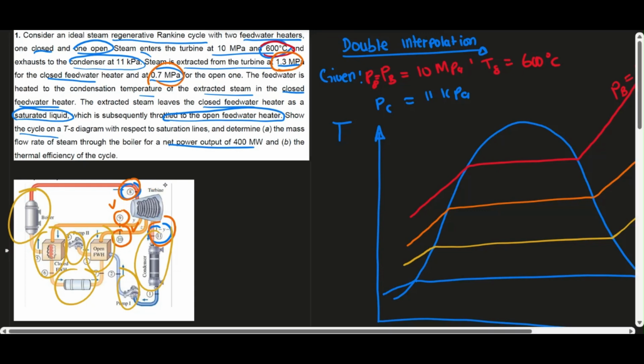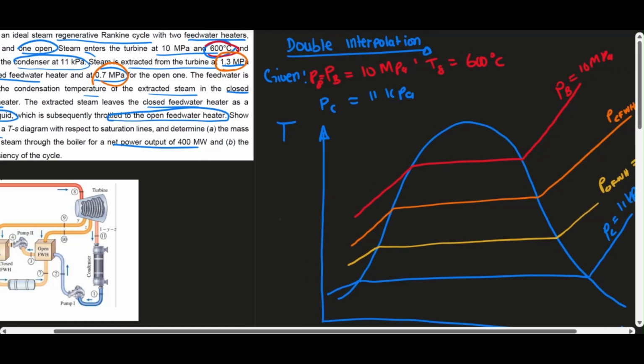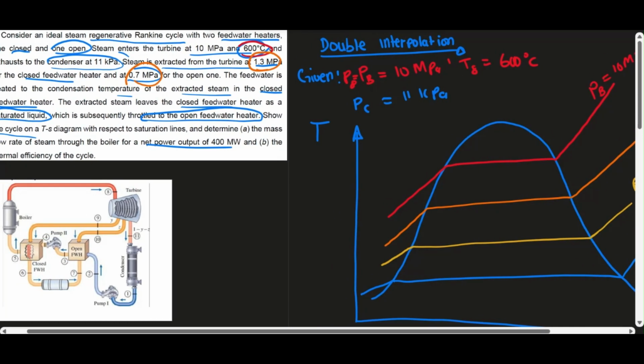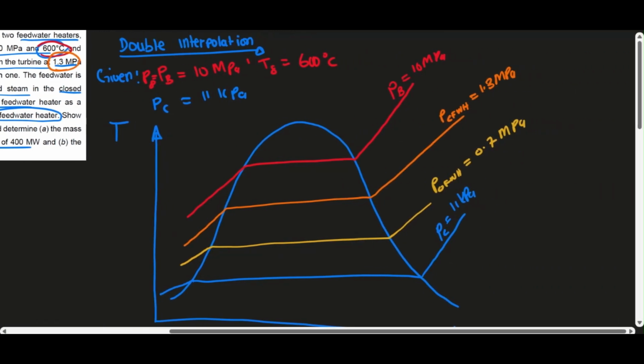So let's indicate our states, shall we? And indicate these components. Okay. So we are told that steam enters the turbine at 10 megapascal. There it is. Enters the turbine at 10 megapascal. So this is 10 megapascal. So it should be somewhere along this constant pressure line.